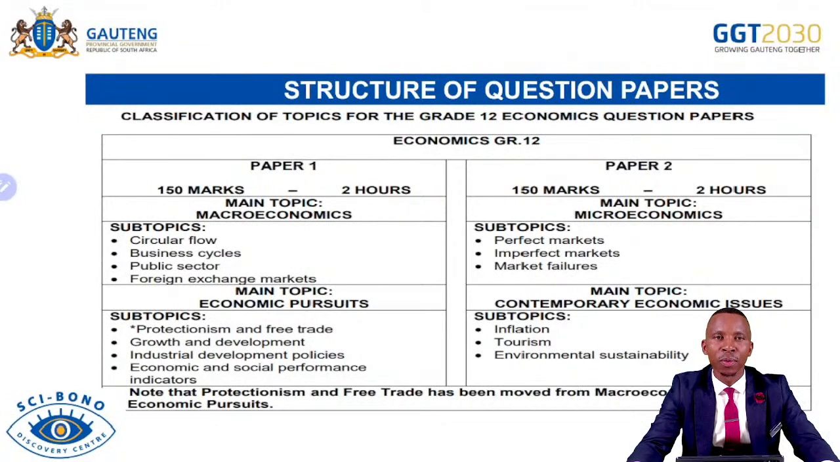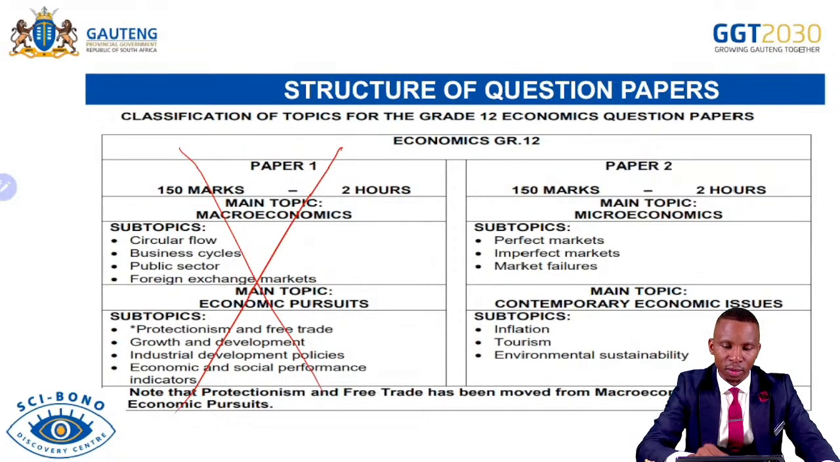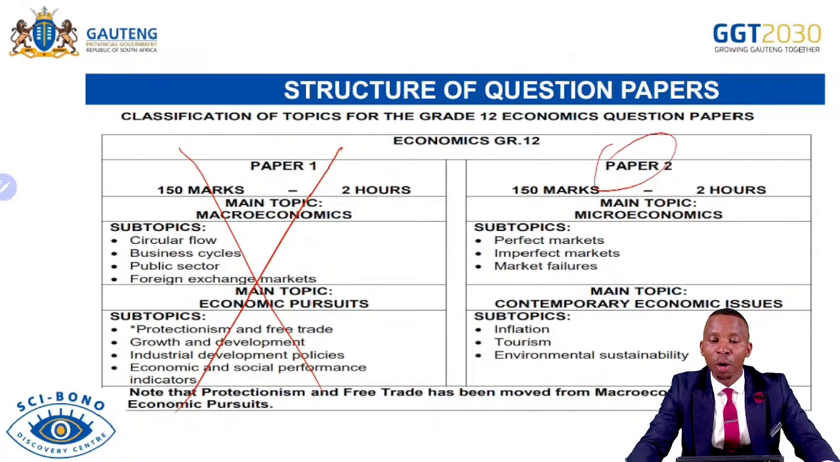So as usual, we are starting with the question paper structure. As for tomorrow, we are done with paper 1. So where are we now? We are in paper 2. Our paper is still 150 marks, with 2 hours allocated to you. The main topics are as follows.